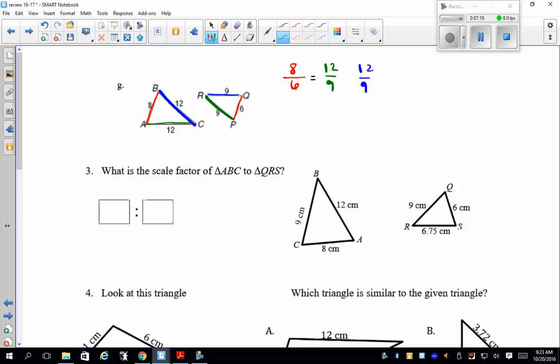So when I divide 8 over 6, I get 1.3. And when I divide 12 over 9, I get 1.3. So that means this other 12 over 9 is also going to be 1.3. So all of the sides are equal, the ratios, and so this is similar by side-side similarity.